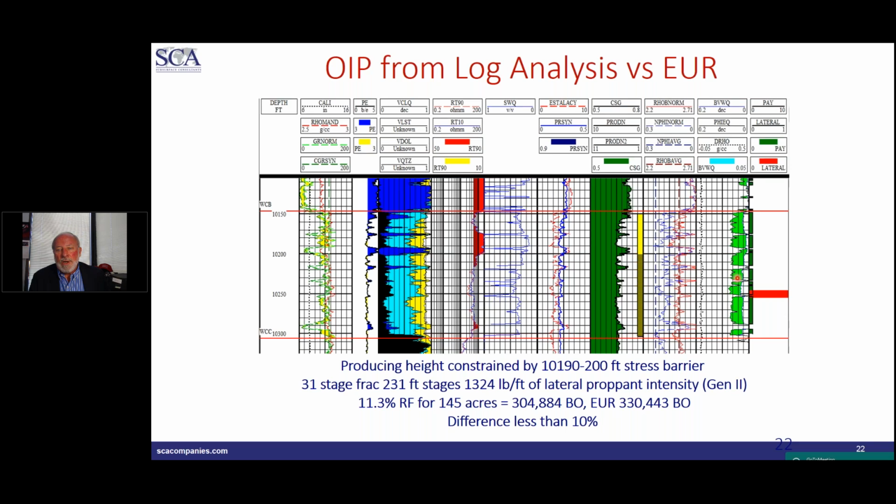If you look at this interval here, take the oil in place from integrating the data here, you come up with a Gen 3, Gen 2 number, which we came up with around 11.3. You get 300,000 barrels, 304,000 barrels, and the EURs around 330. So we're not trying to get down to the third decimal point here, but historically we've been very successful in saying, yes, this is a good area, or no, this is not a good area. That's usually the first concern.